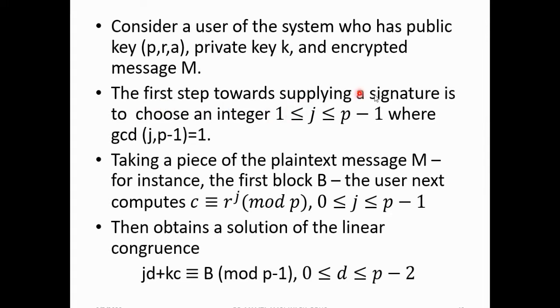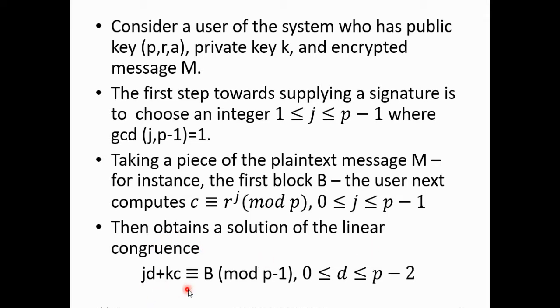The first step towards supplying a signature is to choose an integer j from 1 to p minus 1, where j and p minus 1 are relatively prime. Taking a piece of plain text message M, for instance, the first block B, the user computes C, which is congruent to r to the power j. So j, which we have chosen here, then we just compute r to the power j mod p. So this is C.